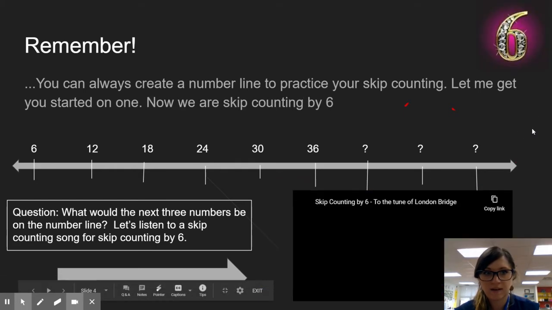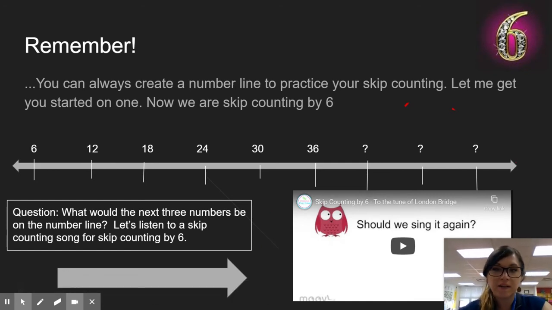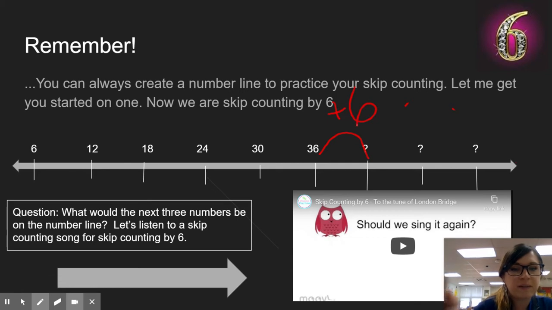All right, skip counting by 6. So now on the skip counting by 6 to solve, you would still use the number line, and instead of adding 3, you would add 6. So really quickly, let's just do 1. So we have 6, 12, 18, 24, 30, 36. We don't know what the next one is. So let's make our little line. Add 6, 36 plus 6.